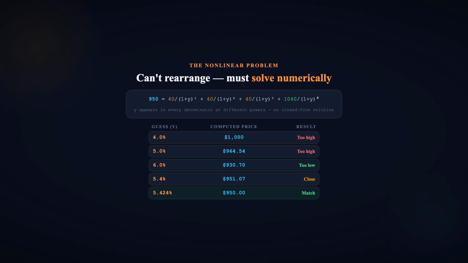Trial and error. Systematically, you guess a rate. You compute the price. If the price is too high, your guess was too low. If the price is too low, your guess was too high. You adjust and repeat until the price matches. In practice, a spreadsheet does this instantly. The goal-seek function in Excel, or the yield function, converges on the answer in milliseconds. The concept matters more than the mechanics. Yield to maturity is defined by an equation you solve numerically, not algebraically.